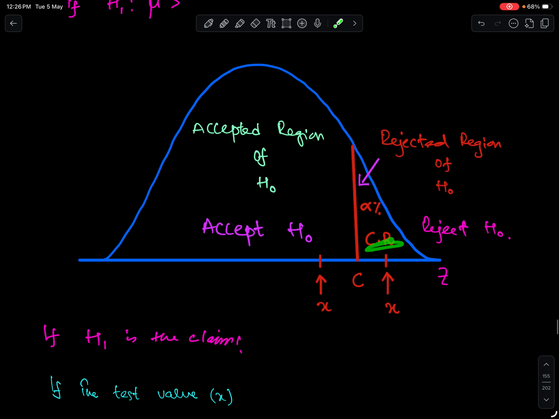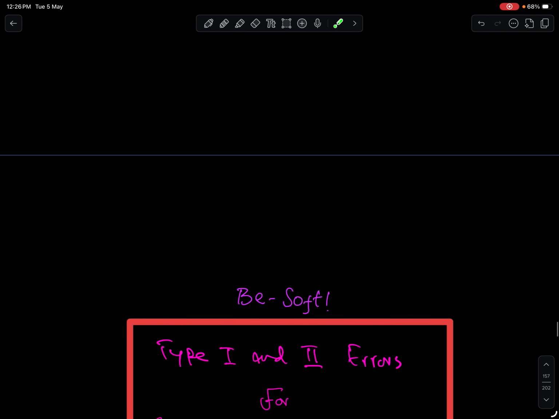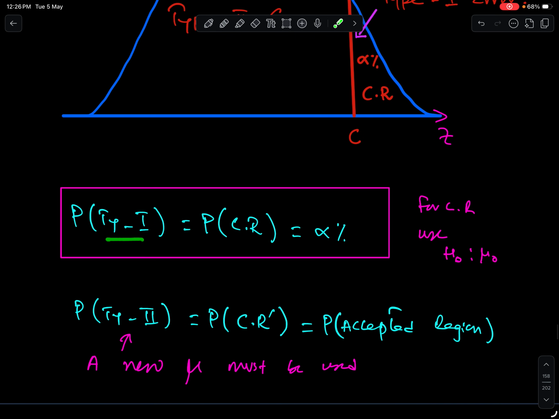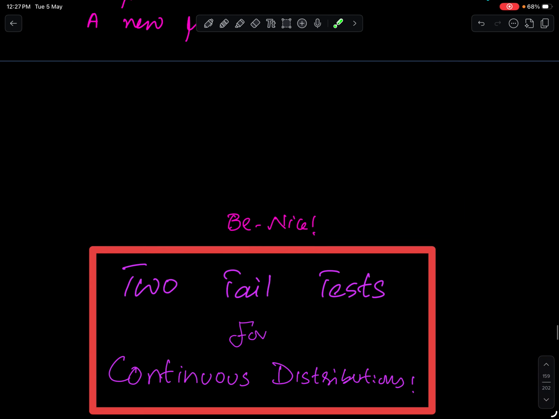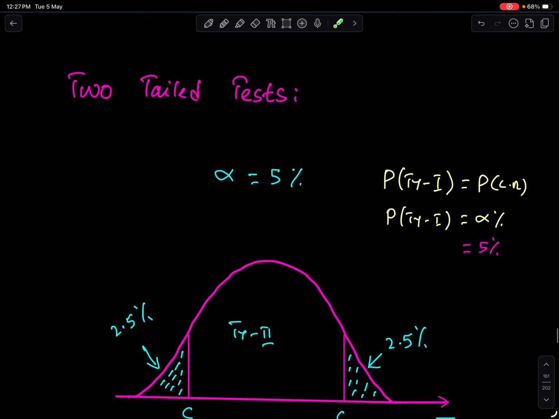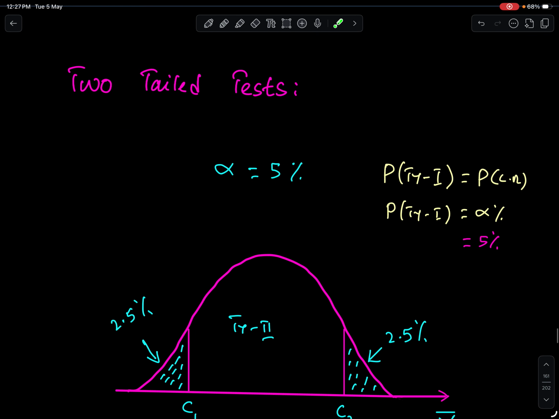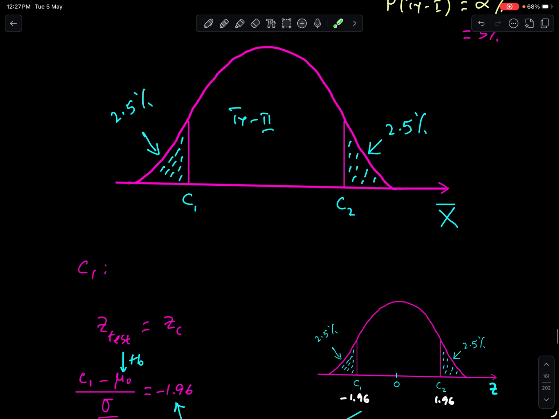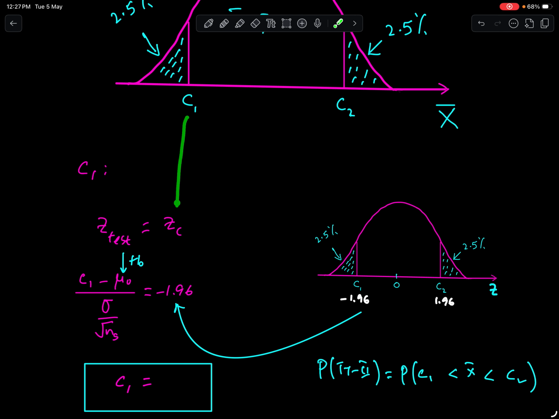Continuous distribution. This is the region of type 1 and this is the region of type 2. How to find type 1: just write alpha percent. In continuous, the probability of type 1 is alpha percent, and for type 2, accepted region, we need the Z test critical value. This is a two-tailed test. There are two critical regions, so find both. For this, write the negative value.